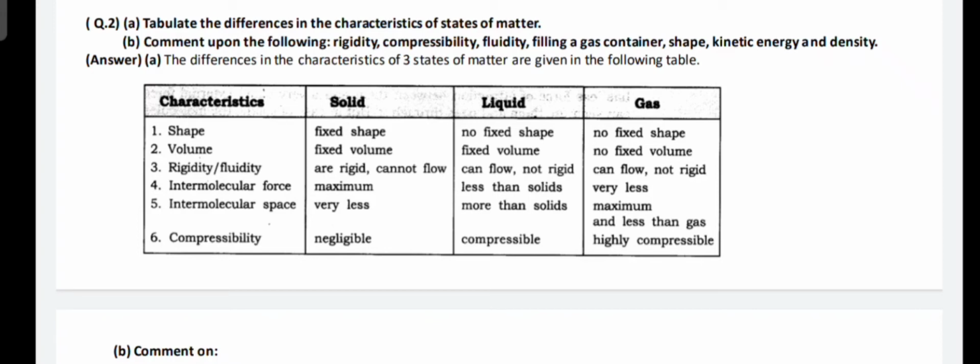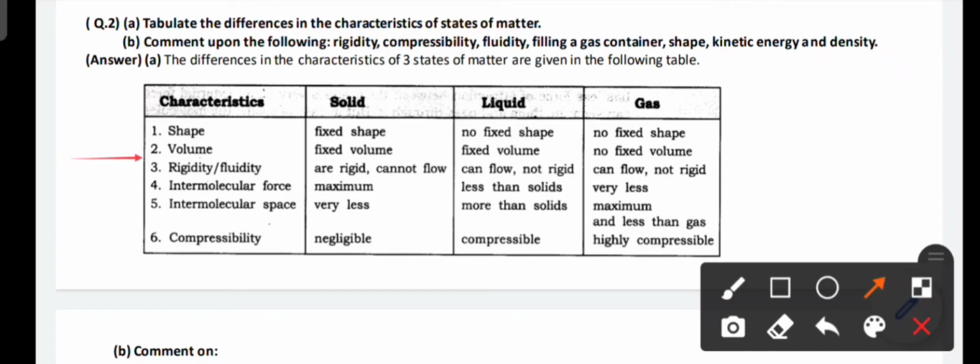First characteristic is shape. Solid has fixed shape, liquid has no fixed shape, gas has no fixed shape. Number B is volume. Solids have fixed volume, liquids have no fixed volume, and gases have no fixed volume. Next is number 3, rigidity or fluidity. Solids are rigid but cannot flow. Liquids can flow but are not rigid. Gas can flow and is not rigid.